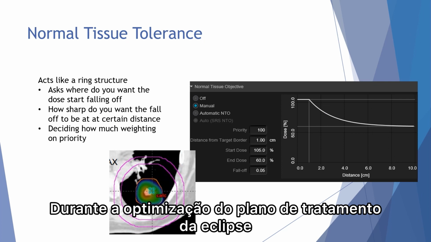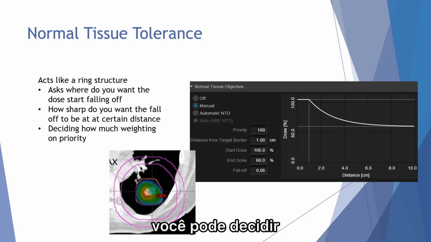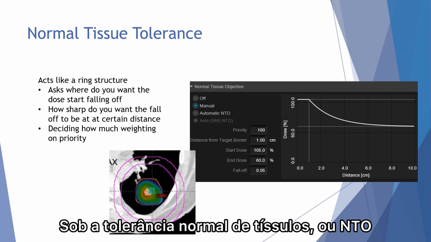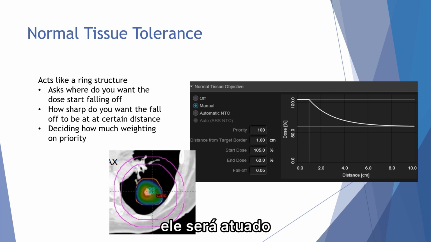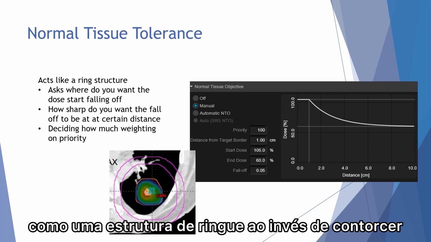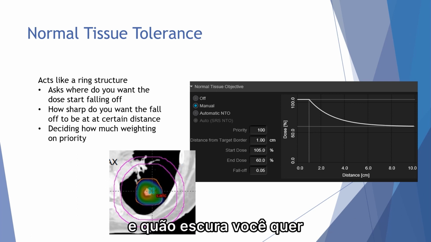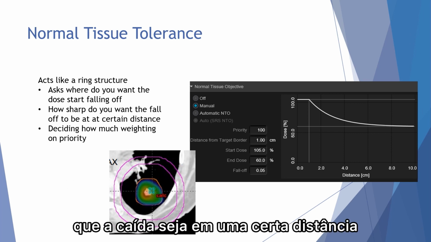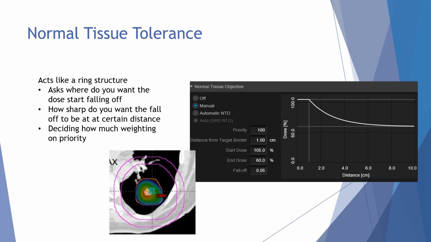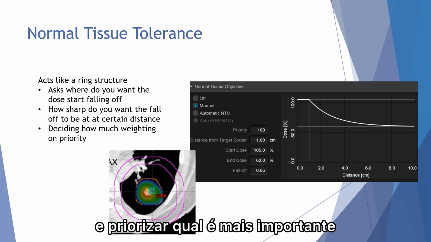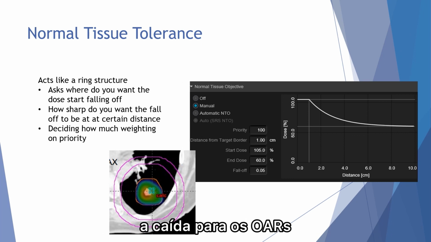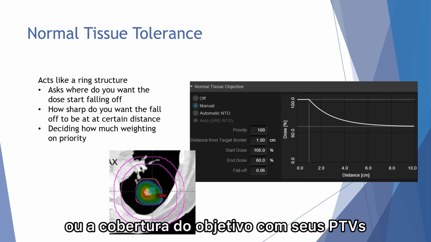During the optimization portion of Eclipse treatment planning, you can decide if you want to use the normal tissue objective. Under the normal tissue objective, or NTO, it will act like a ring structure as opposed to contouring it, and you can decide where you want the dose to start falling off and how sharp you want the falloff to be within a certain distance. You also decide and prioritize which is more important, the falloff to the OARs or target coverage with your PTVs.